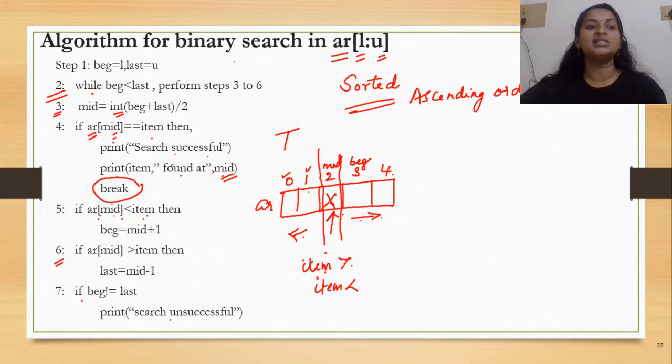What are the two conditions? Either you find the element or you would come out of the loop completely with a negative result. What is a negative result? That the search was unsuccessful.